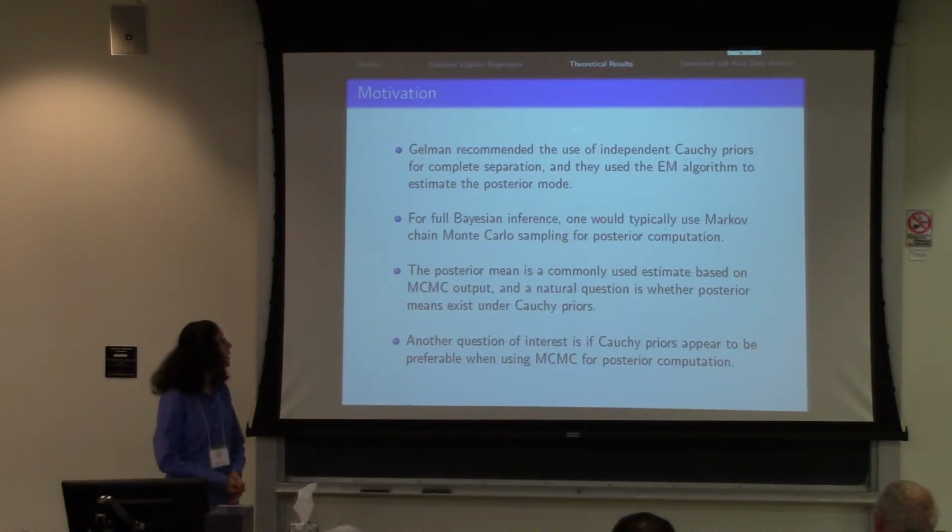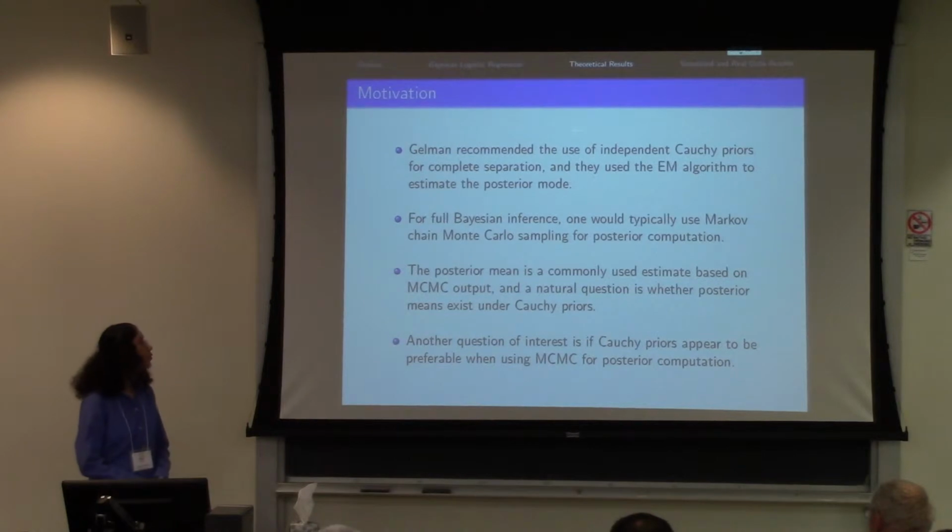So we are interested in two questions. One is we know that for the Cauchy distribution, the mean does not exist. So we know the prior mean does not exist. In this situation, when there is separation, does the posterior mean exist? This is a natural question, because the posterior mean is a summary statistic that's commonly used.